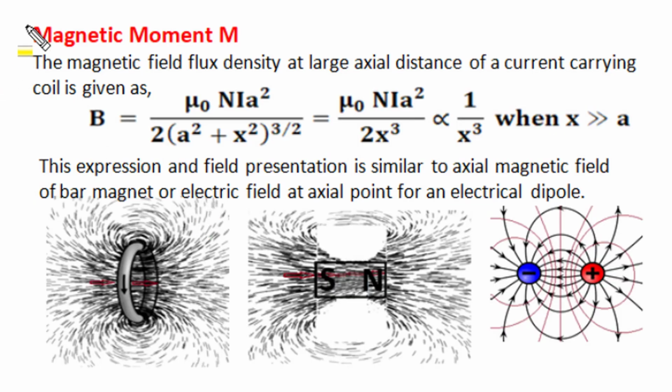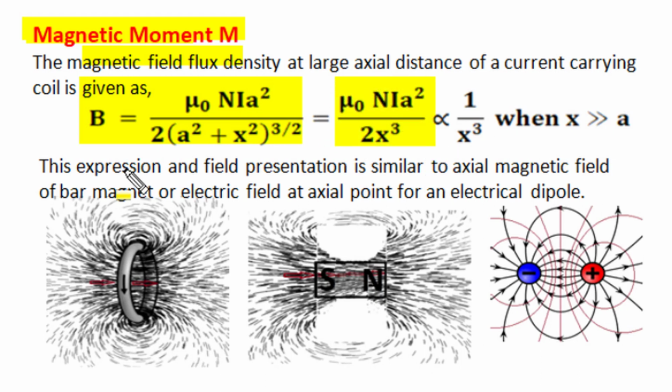The concept of magnetic moment or magnetic dipole moment, denoted by capital M, is very important from our examination point of view. Magnetic field flux density of a current carrying circular coil at a very large axial distance can be obtained by this relation. For a coil of N turns carrying current I and radius A, if the axial distance is very large compared to coil radius, in this summation A square plus X square, we can neglect the small radius square A square, and this becomes only X square, and with 3 by 2 power this becomes X cube.